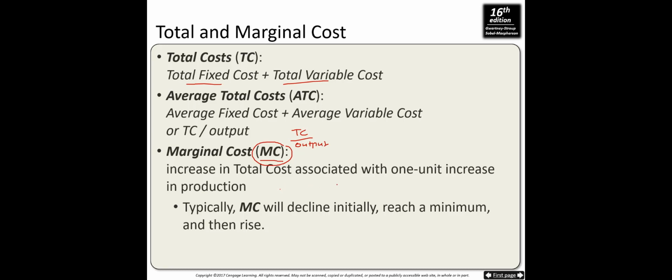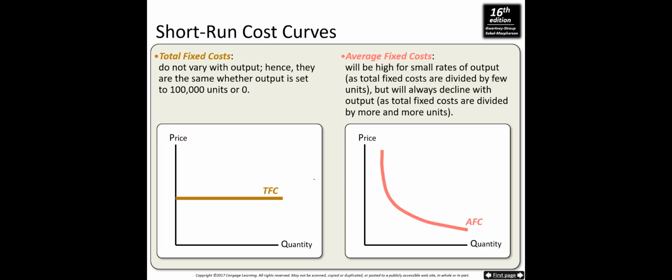So if you answer the question, okay, how much should I spend to cook 1 more pizza, then you are answering the question of what marginal cost is. So to cook one more pizza, you may need a little bit more cheese, dough, and you see this is the marginal cost. And typically marginal cost will decline initially, reach a minimum, and then rise, and we will explain why that is the case.